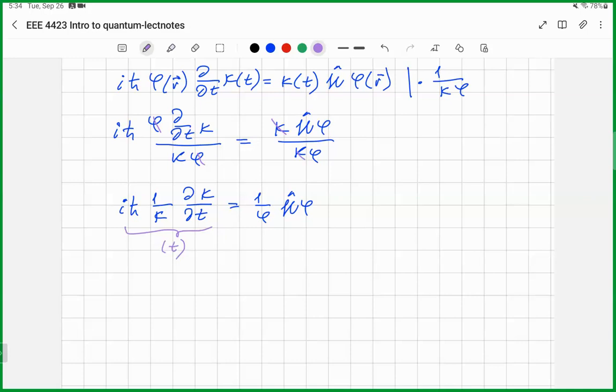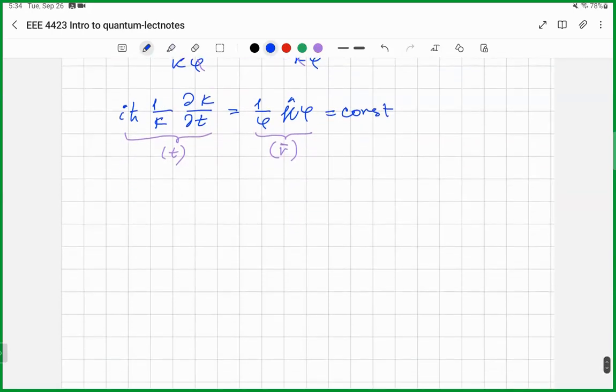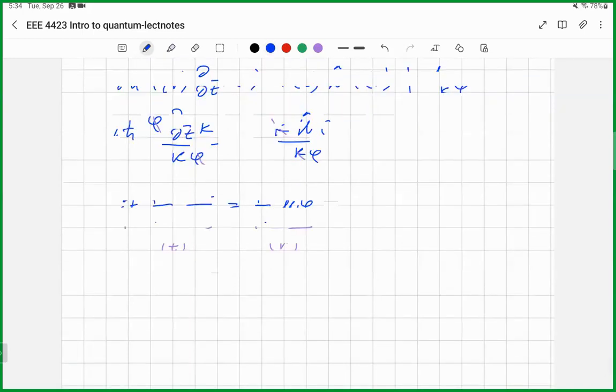Now I notice that this part on the left depends only on t, right? No function that depends on r. Likewise, on the right side, this construction depends only on r and no dependence on t. So one function depending on t is equal to another function that depends on r. That is possible only if both parts are equal to some constant. And now we can go ahead and solve these two equations.